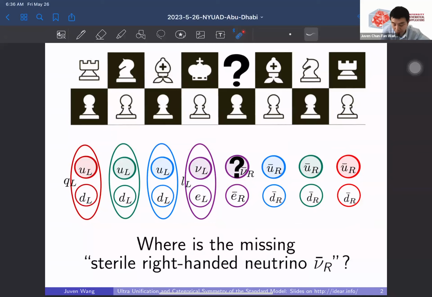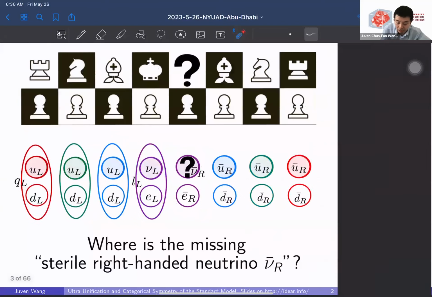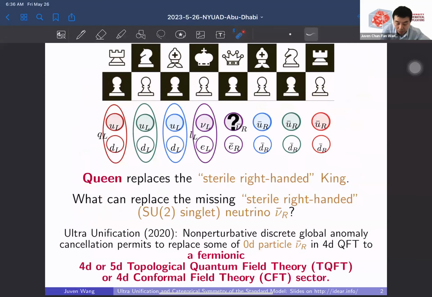So we can ask where the missing sterile right-handed neutrino is, just like we ask where the missing right-hand king is. But as you know, in the chess game, the queen is the one that fills the spot. It's not a right-hand king. So we can ask the same thing: maybe we are misidentifying some elementary particle as the right-handed neutrino. Perhaps something else replaces the sterile right-handed neutrino whose existence we find so hard to identify.